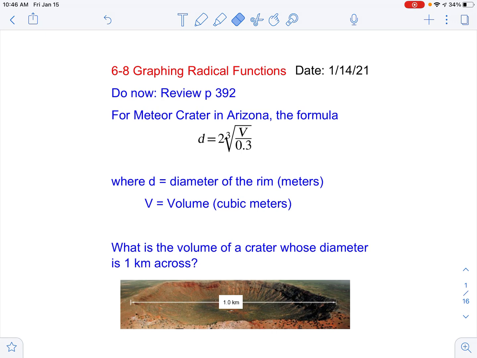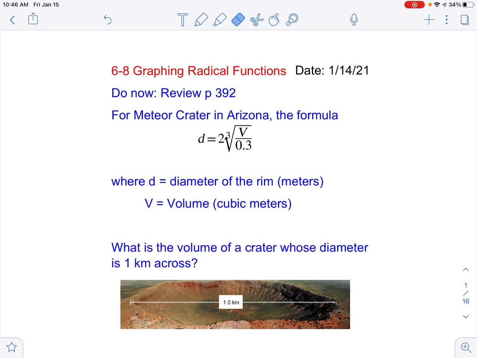So here we have from page 392, it says for a meteor crater in Arizona, the formula D equals 2 times cube root of V over 0.3, where D is the diameter of the rim in meters and V is the volume in cubic meters. They want to know what is the volume of a crater whose diameter is 1 kilometer across.